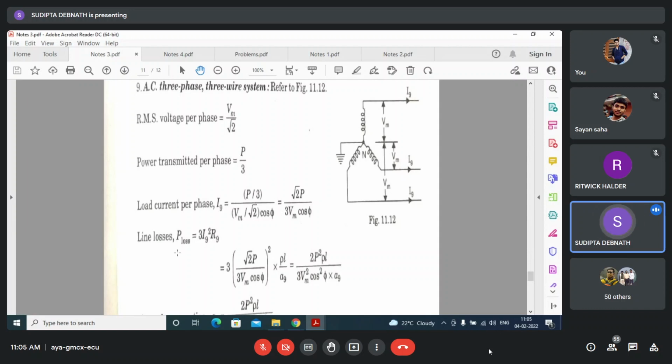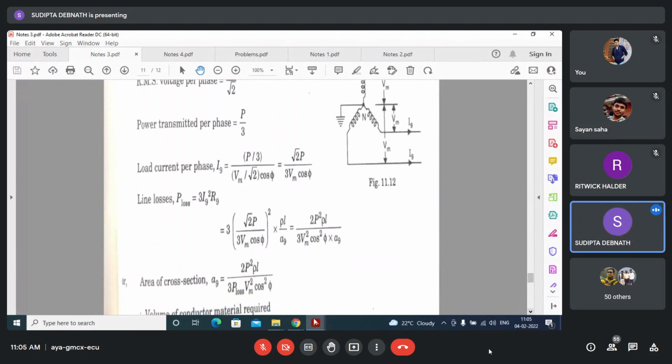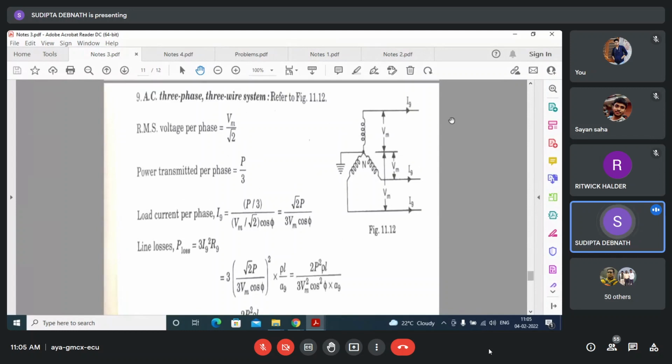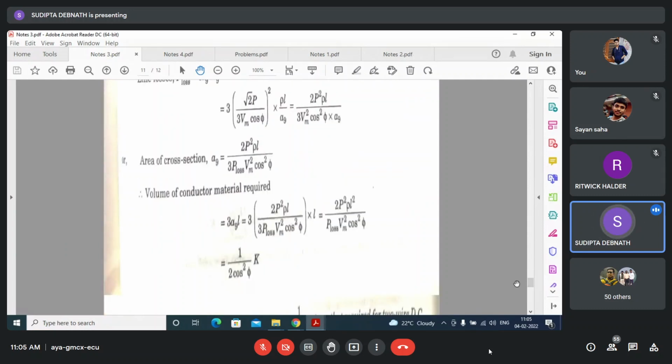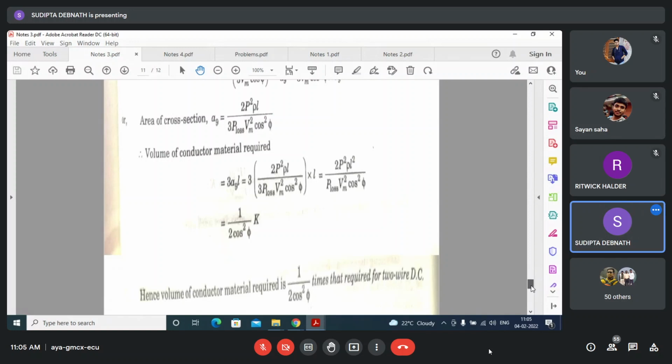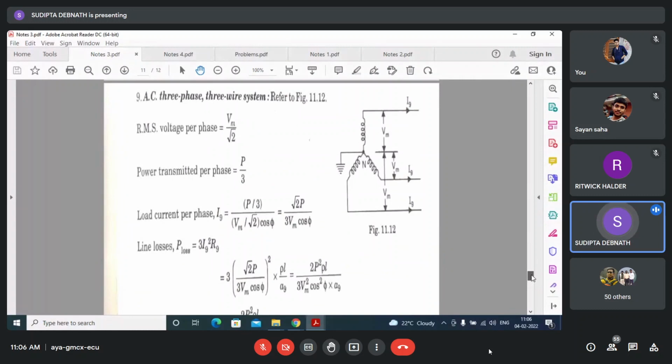You express this one. Power loss will be the same in all three conductors: 3 I9 square into R9. So you just substitute R9 and I9, and you will be getting A9 like this. Volume of conductor material will be 3 times, for 3 conductors, 3 into A into L, because they are similar conductors. So ultimately you'll be getting conductor A by 2 cos square phi. This is very simple.